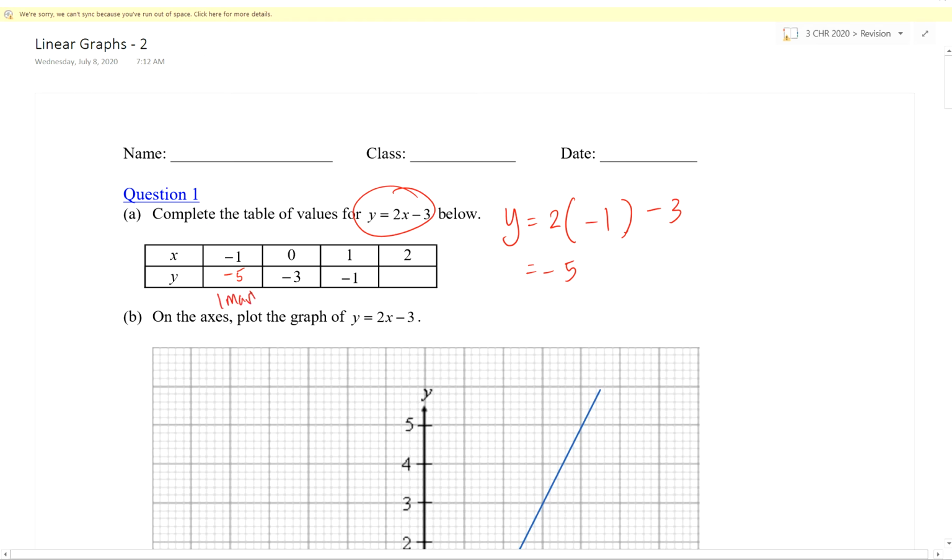1 mark. Now we're going to substitute x equals 2. Same equation. Substitute 2. 2 times 2 is 4. 4 minus 3, we get 1. So this is 1. If you have the 1 over here, that's another 1 mark. Okay? So for 1A, we have a total of 2 marks already.